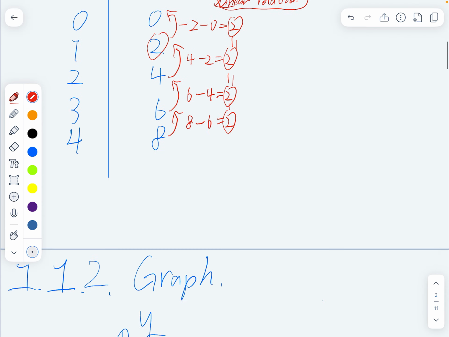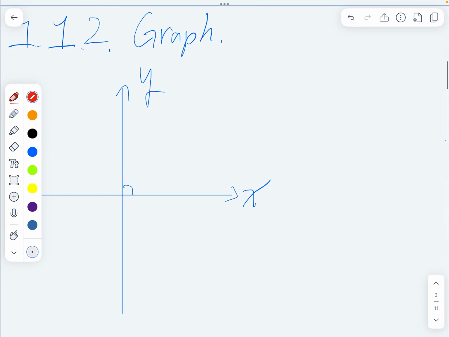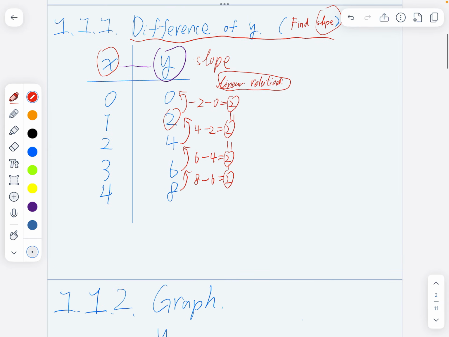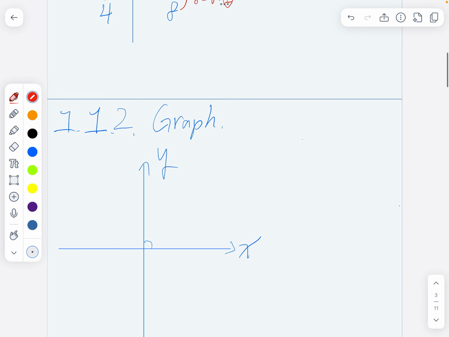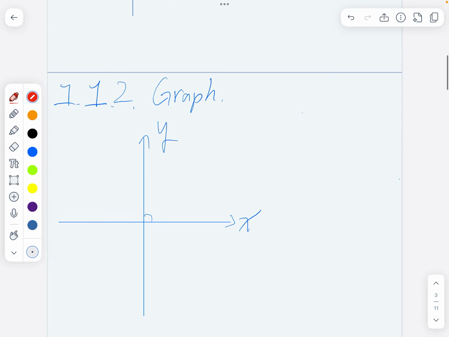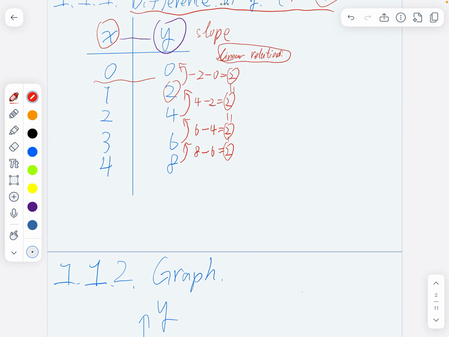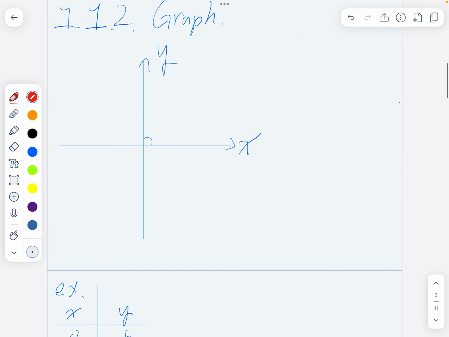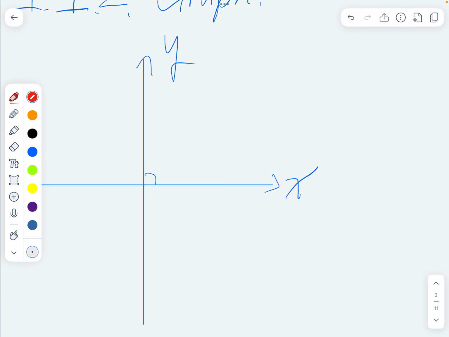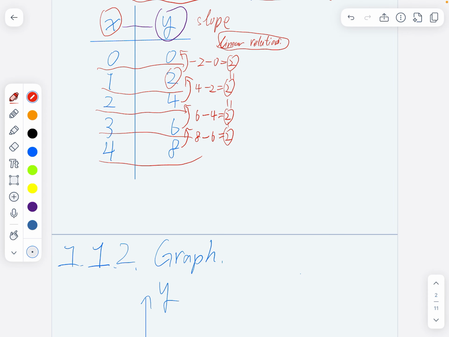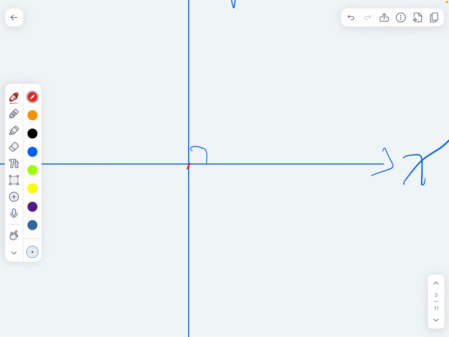So let's talk about the second kind of linear relation, called the graph. When we finish the table, we can use the table to draw the graph of the linear equation. So how do we draw the graph? Let's focus on each of the numbers. We can use coordinates to draw the graph. The first point is 0, 0. So that's the point.